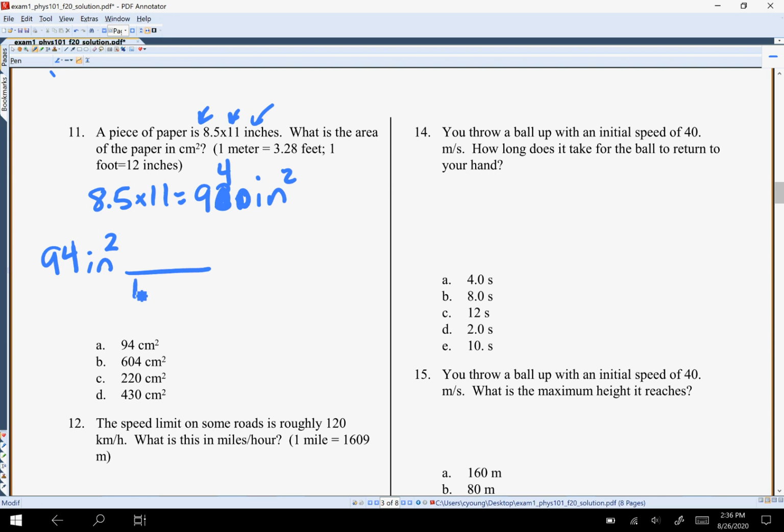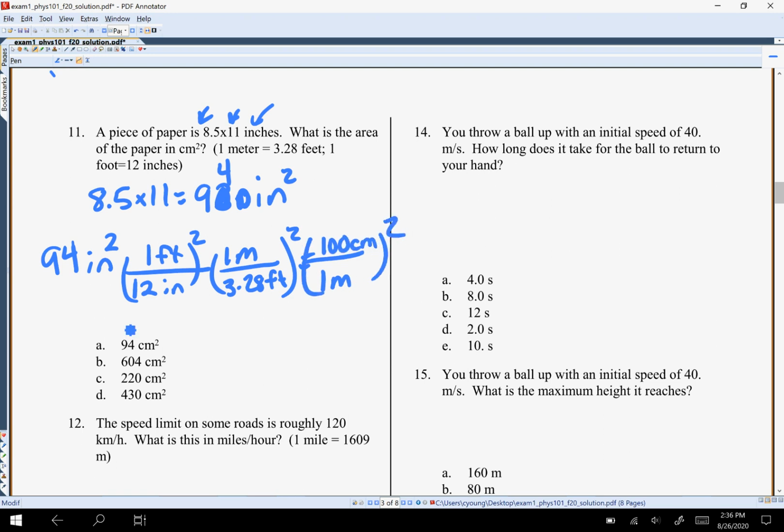I know that in 1 foot there are 12 inches. I have to square that conversion factor because the inches are squared. And then in 1 meter, there are 3.28 feet. To square that as well, I have one more. I need to convert meters into centimeters. In 1 meter, there are 100 centimeters. And that's squared too. And if I do all of that, I get the answer is 604 centimeters squared.